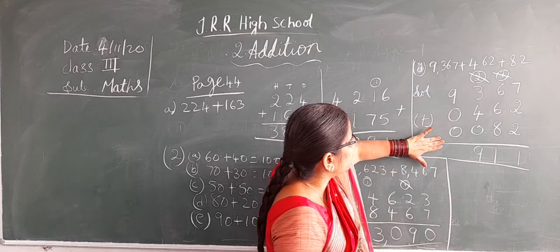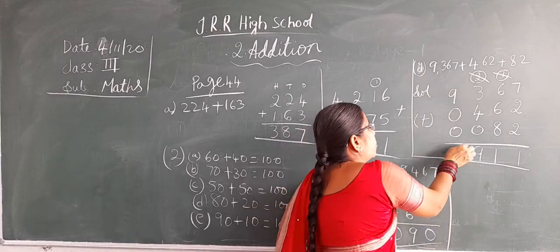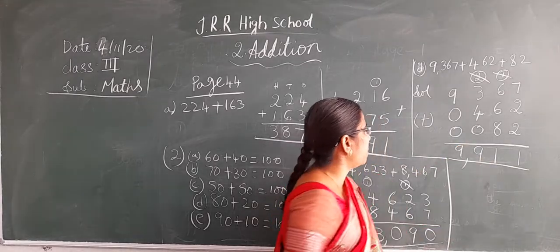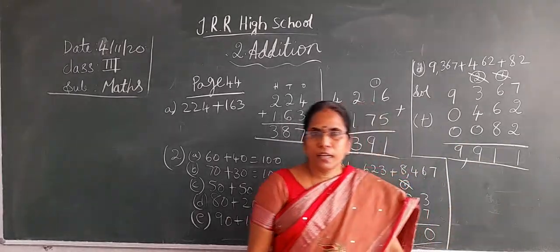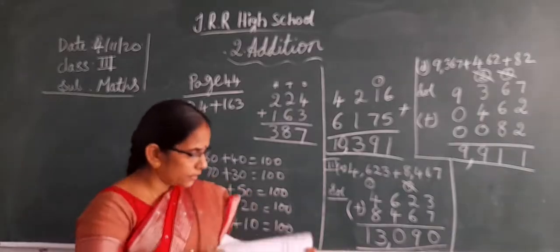Now add the thousands place. 9 plus 0 is 9 only. After 3 digits, put a comma. 9,911 is the answer. Okay? I think you understood this.